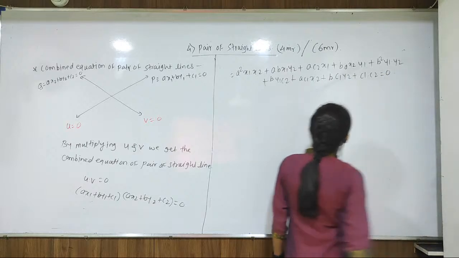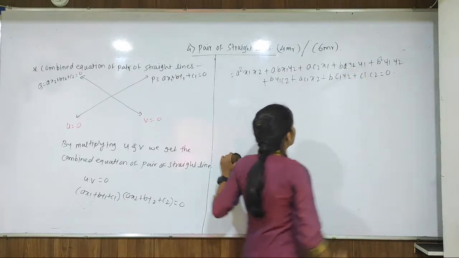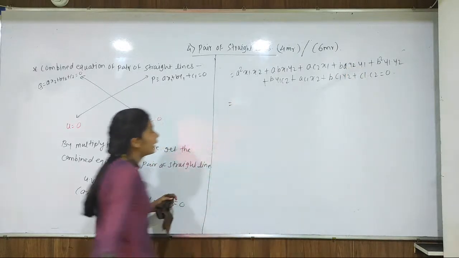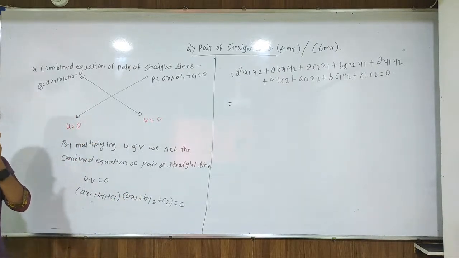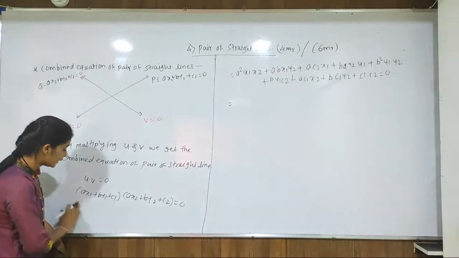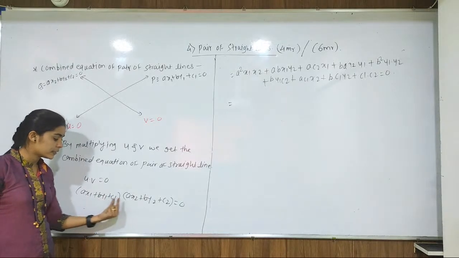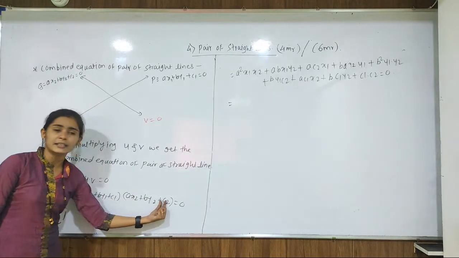c2 is equal to 0. Okay. So, a square into x1 x2 plus ab into x1 y2 plus a c2 into x1 plus b a into x2 y1 plus b square y1 into y2 plus b into y1 c2 plus a c1 into x2 plus b c1 into y2 plus c1 into c2 is equal to 0. Means we will take the multiplication of these two. First equation is a x1 plus b y1 plus c1. Second is a x2 plus b y2 plus c2 is equal to 0.